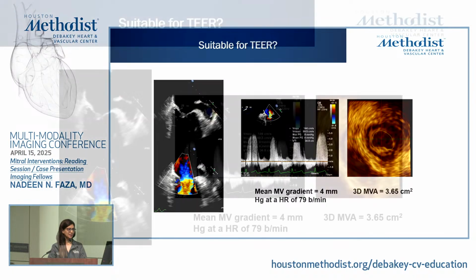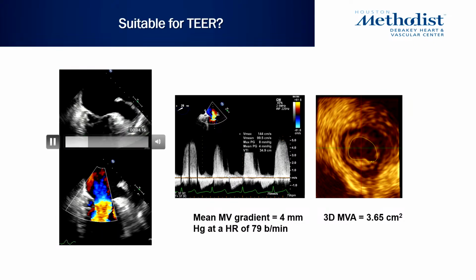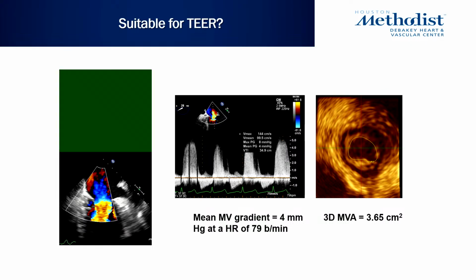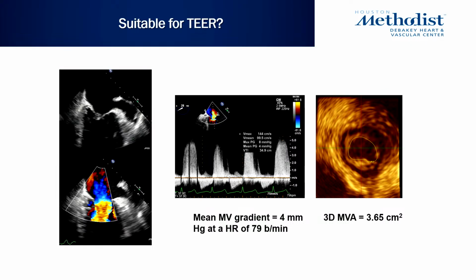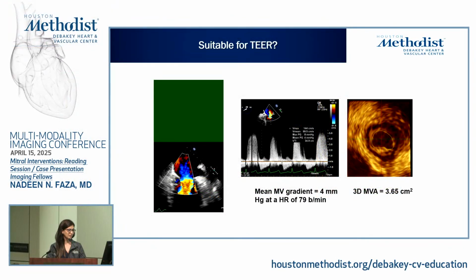This patient had a mean gradient of 4 at a heart rate of 79. It's a case of atrial functional MR. The videos are not playing. The area was 3.6. We evaluated the patient for other therapies like TMVR, which is being studied under clinical trials at this point, and the patient did not qualify for any intervention from that standpoint. So given the lack of other options, we decided to give MTR a try.